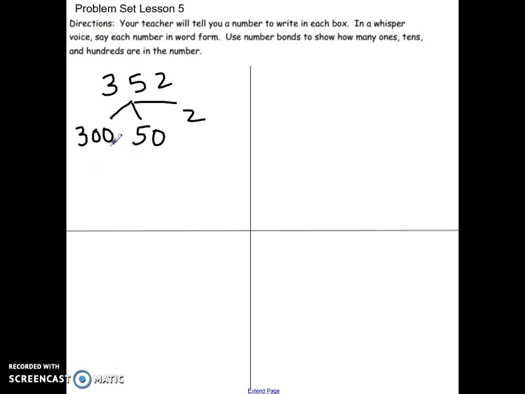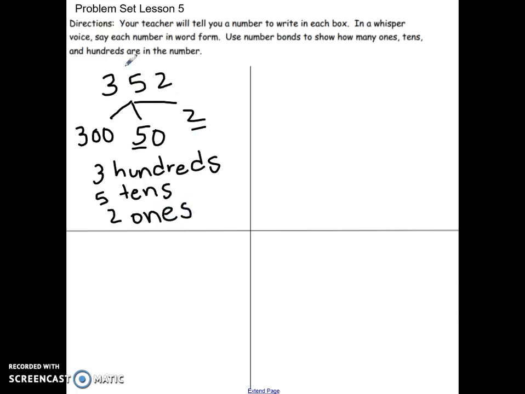Now I'm going to write it in unit form. So I'm going to start with hundreds. Here I have 3 hundreds, so I would write 3 hundreds. Here I have 50, so I have 5 tens. And last I have 2 ones. So now I have my number in standard form, I have a number bond, and I have my number in unit form. You're going to do the same thing for the next 3 numbers I give you.